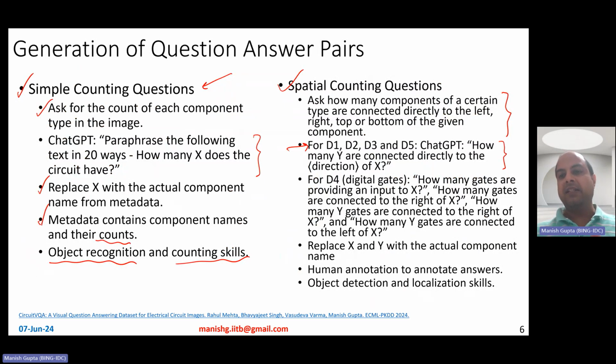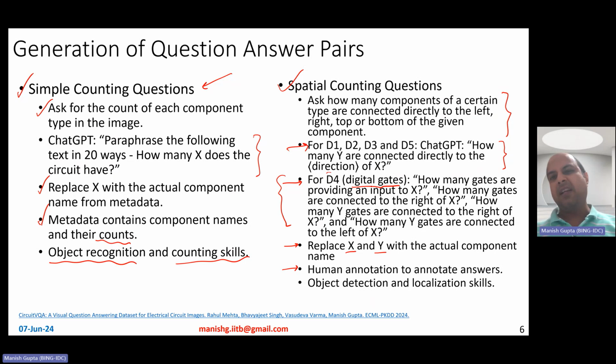How many Y are connected directly to the direction of X, where direction could be right, left, top, and bottom. For D4, which is a data set about digital gates, we don't really use ChatGPT, we just manually design these templates. Of course, to generate questions, we instantiate the templates by replacing the placeholders X and Y with the actual component name and the direction, and put the direction appropriately.